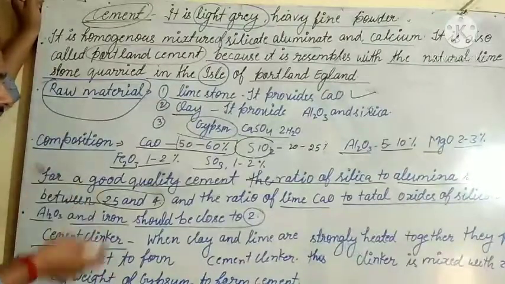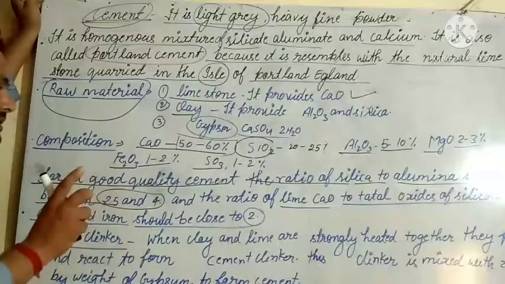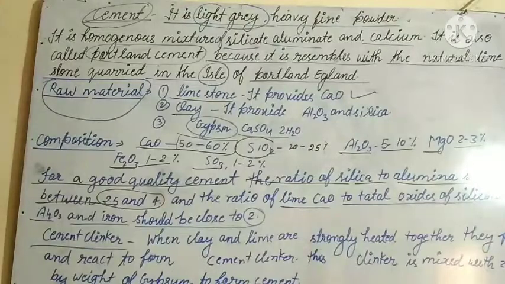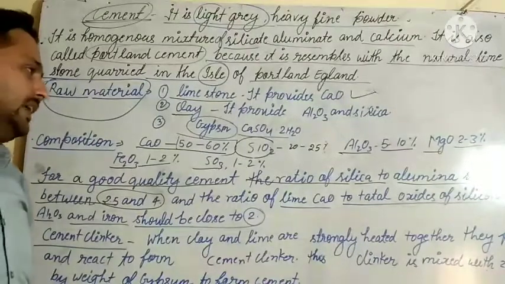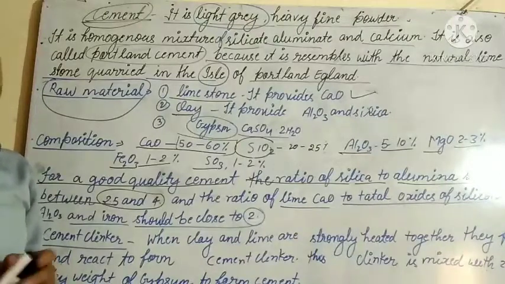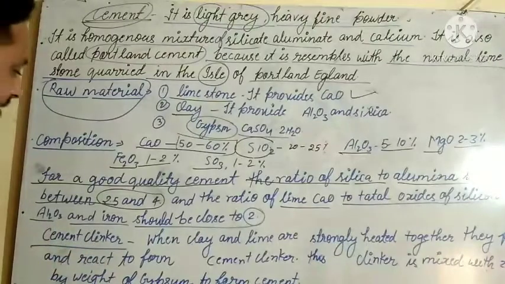But some factories are strict about these 2 things, so their cement quality is very good. Let us see, our next topic is clinker. So what is clinker? Let us see, students. Clinker is very important. Okay, it is fused form. What is fused form? Let us see.